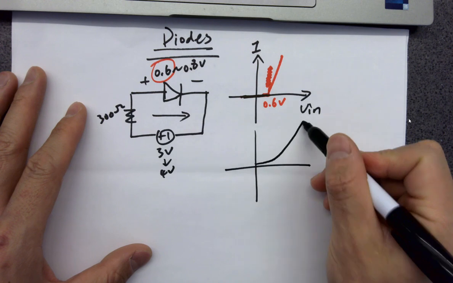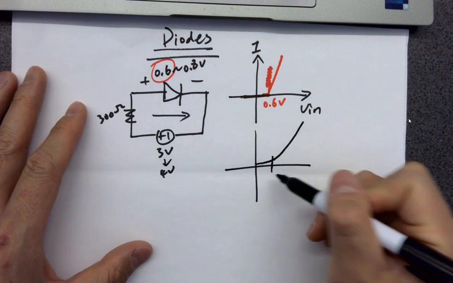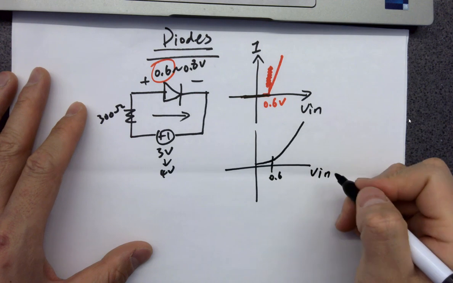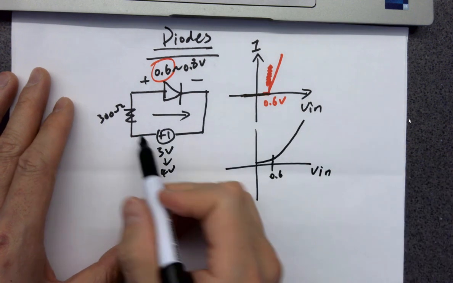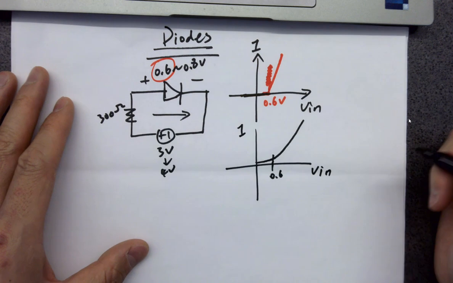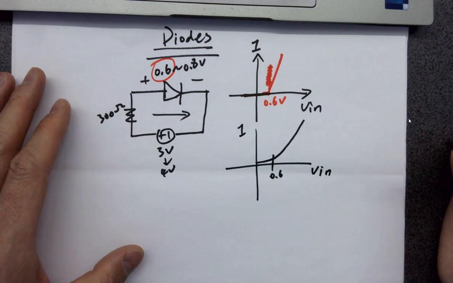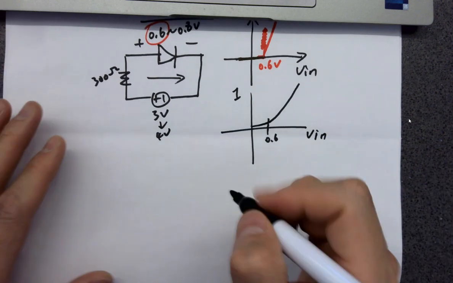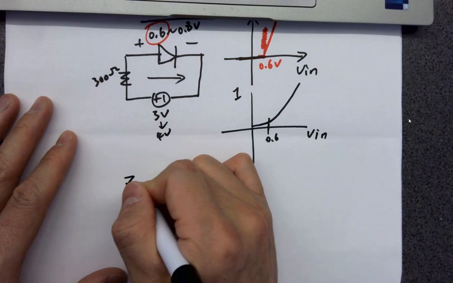You know, there will be a little current going through it, even though it's tiny. So this is 0.6 volts. That's V in or V forward bias. Okay, and this is I of the diode. So there's another type of diode. It's called Zener diode.